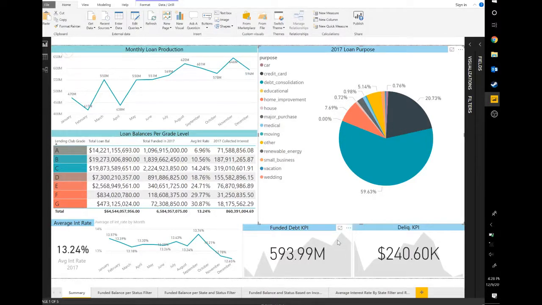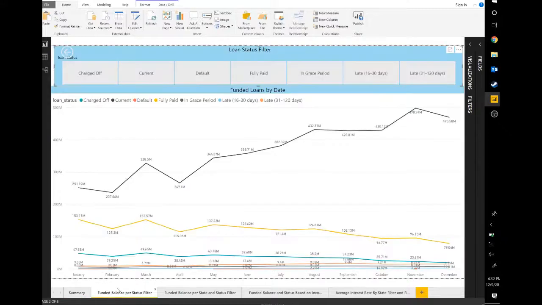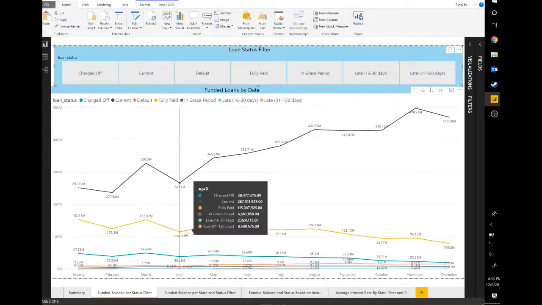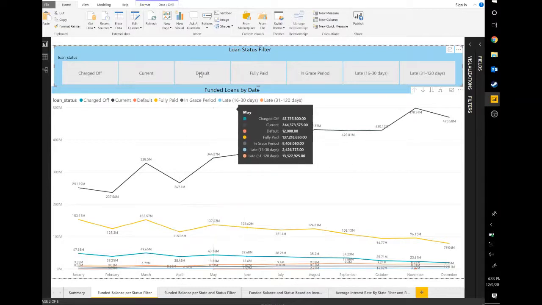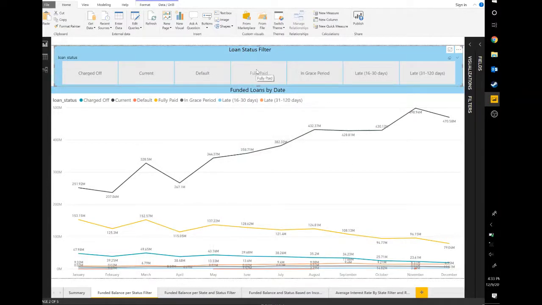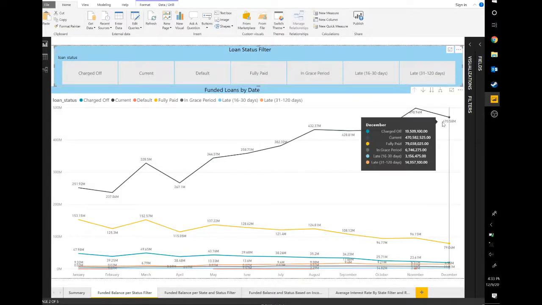The large number shows what were the amounts as of the latest day, which is December 2017. This tab represents funded balances per loan status. The user has the ability to filter through loan statuses and look at the trends. For example, we can see that December 2017 showed new funded loan amounts of $594 million.